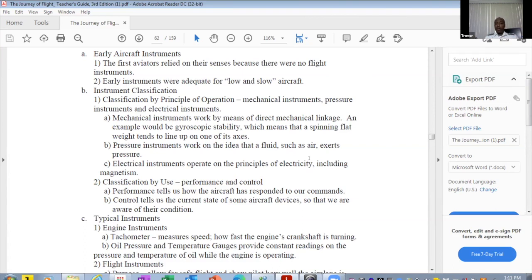Electrical systems operate on the principle of electricity, including magnetism. So, classification by use, performance and control. You have instruments that are used for performance and instruments that are used for control. Control means, for example, the attitude indicator, altimeter, vertical speed indicator. For performance, you have engine instruments, cylinder and temperature gauge, and a pressure gauge.